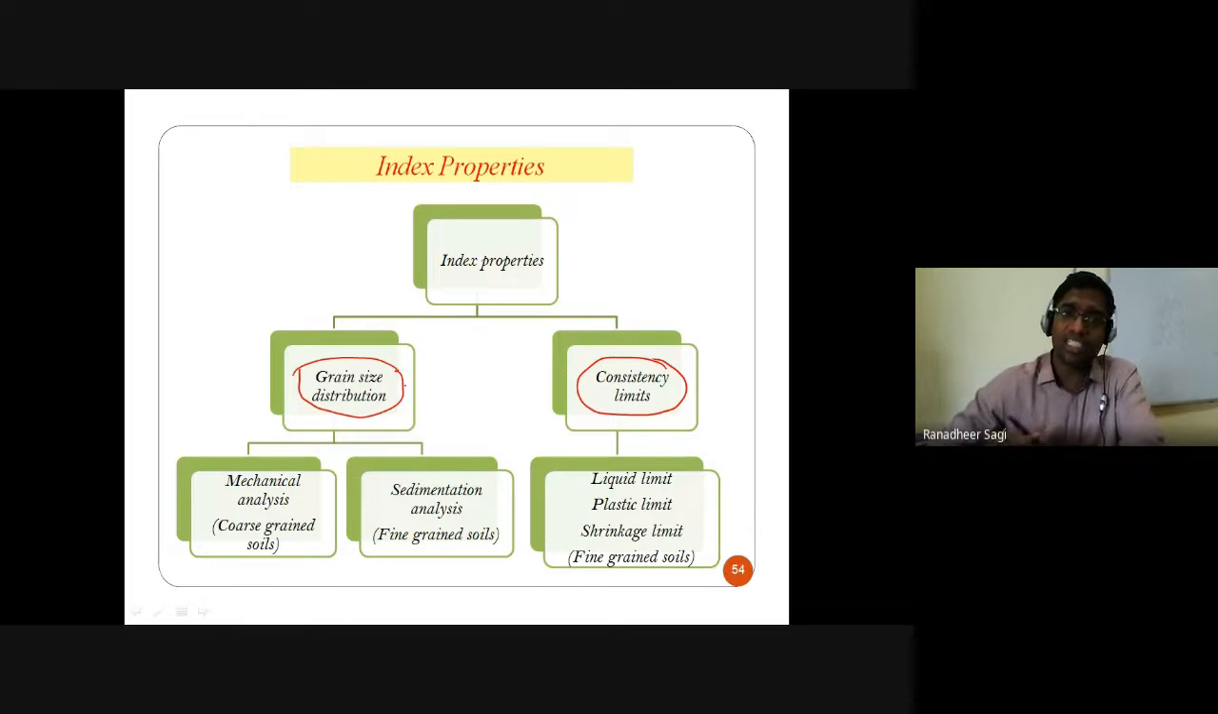So in the grain size distribution analysis, we are going to talk about what is called mechanical analysis, which is generally carried out in the case of your coarse grained soils. And we are subsequently going to talk about what is called sedimentation analysis, which is otherwise also called hydrometer analysis or wet analysis, which is carried out in the case of your fine grained soil.